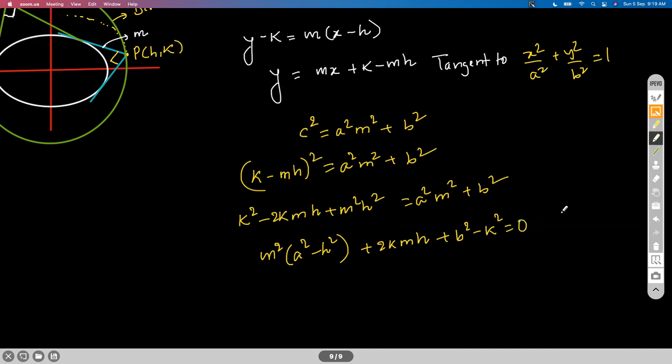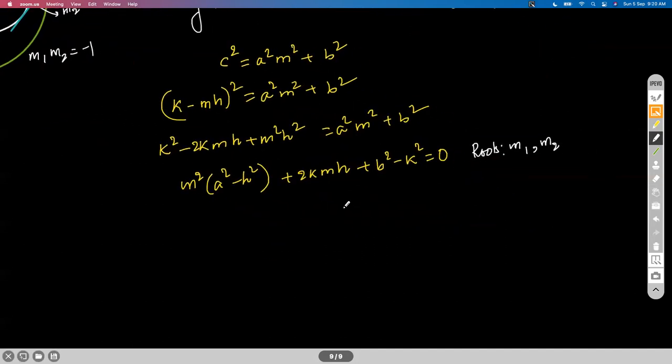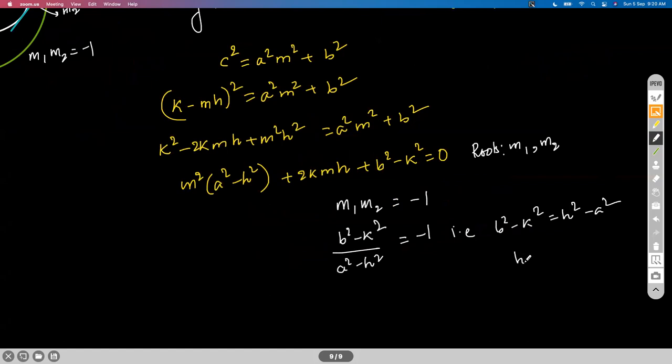Now in this quadratic, you have two roots, M1 and M2, let us say, and you want the two tangents to be perpendicular. So if this is M1 and this is M2 and you want them to be perpendicular, clearly M1 M2 should be negative one, isn't it? Very good, Aditya, that's the right answer. So here M1 M2 is going to be minus one. M1 M2 is nothing but the product of the roots of a quadratic, which is C by A, by Vieta's relation. So this should be minus one. That is to say that B square minus K square is H square minus A square. In short, H square plus K square is equal to A square plus B square.